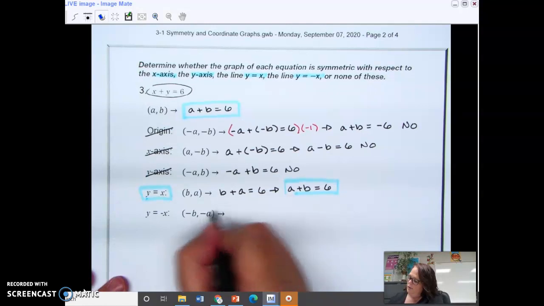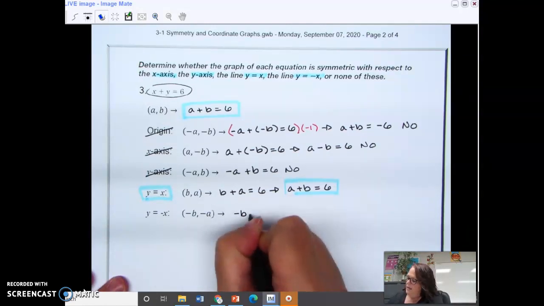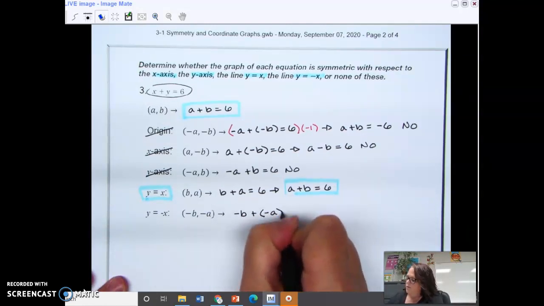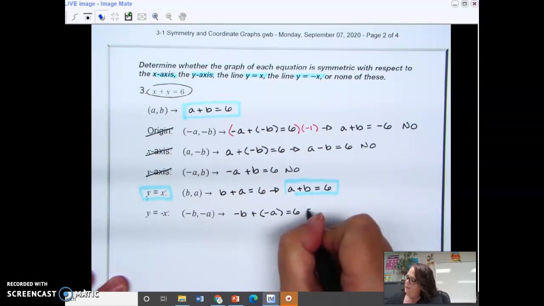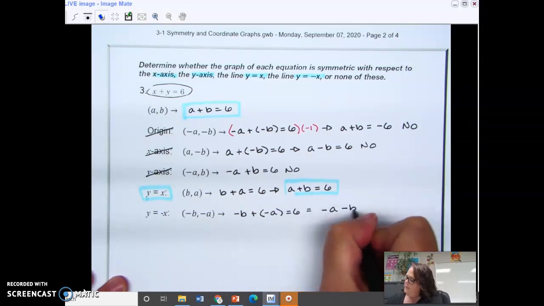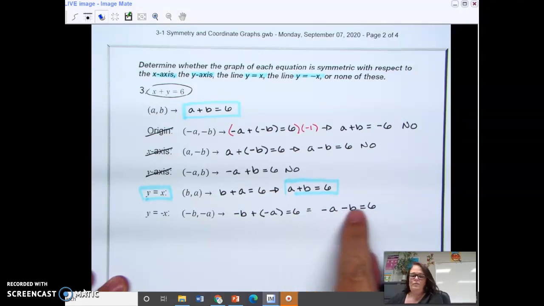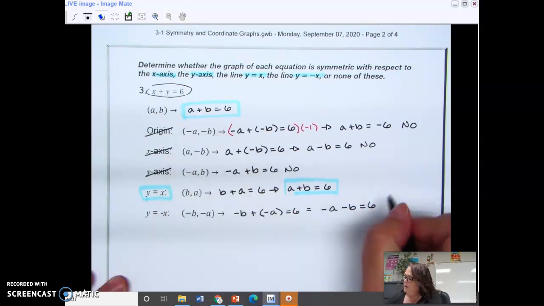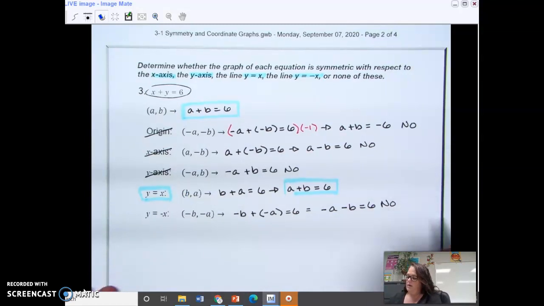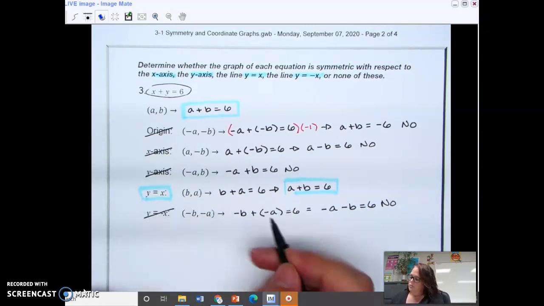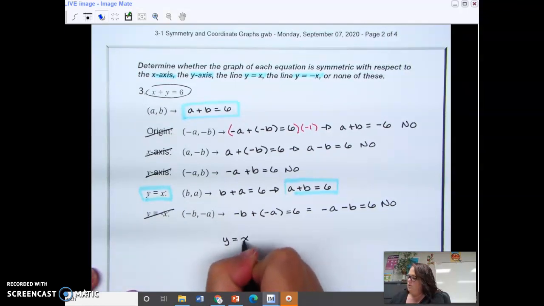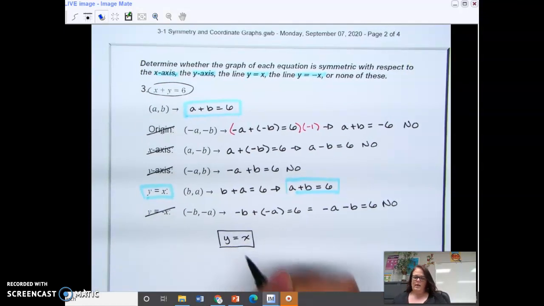And then coming over here, if I substitute negative b for x and I substitute negative a for y, I would end up with negative a minus b equal to 6. And again, even if I multiplied through by a negative, I couldn't get them all to be positive at the same time. So this one is no. And so this is not true. So we would say the only thing it's symmetric to is the line y equals x.